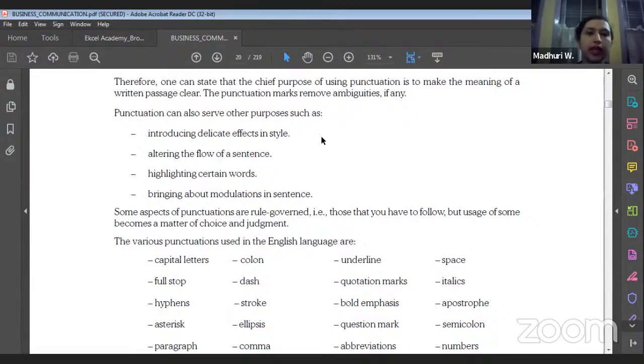For example, they help you introduce delicate effects in style. They help you alter the flow of a sentence. They help in highlighting certain words. They bring about modulations in sentences.